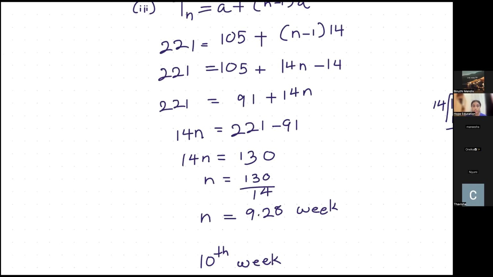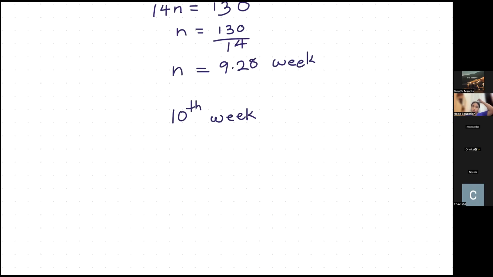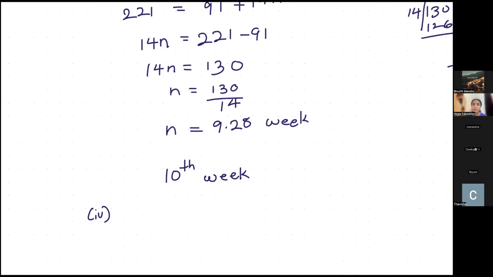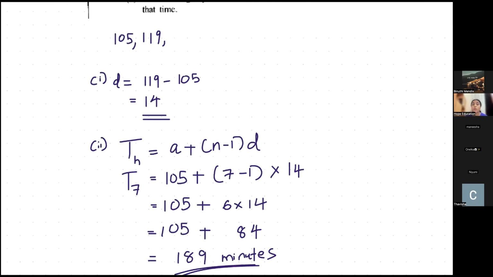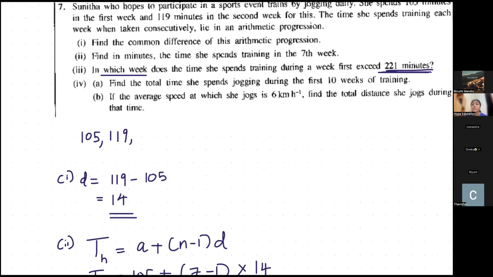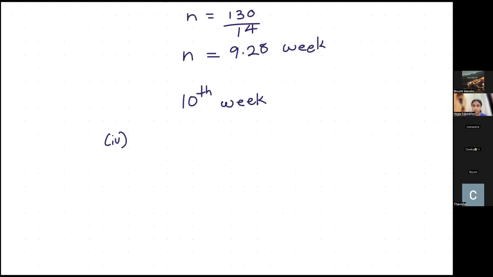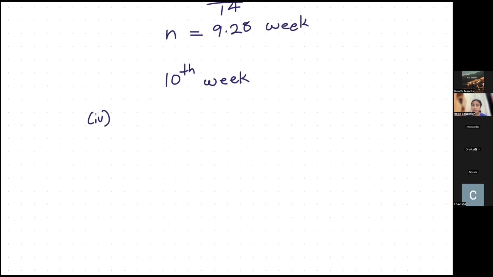Then the fourth question. Find the total time she spends jogging during the first 10 weeks of training. So we are not finding Tn, we are finding the total. Total means the sum. Tell me the formula, children. Now you know the formula very well. You are very familiar with the formula. We need the sum, so it's not the term they are asking, but the sum, the total time.